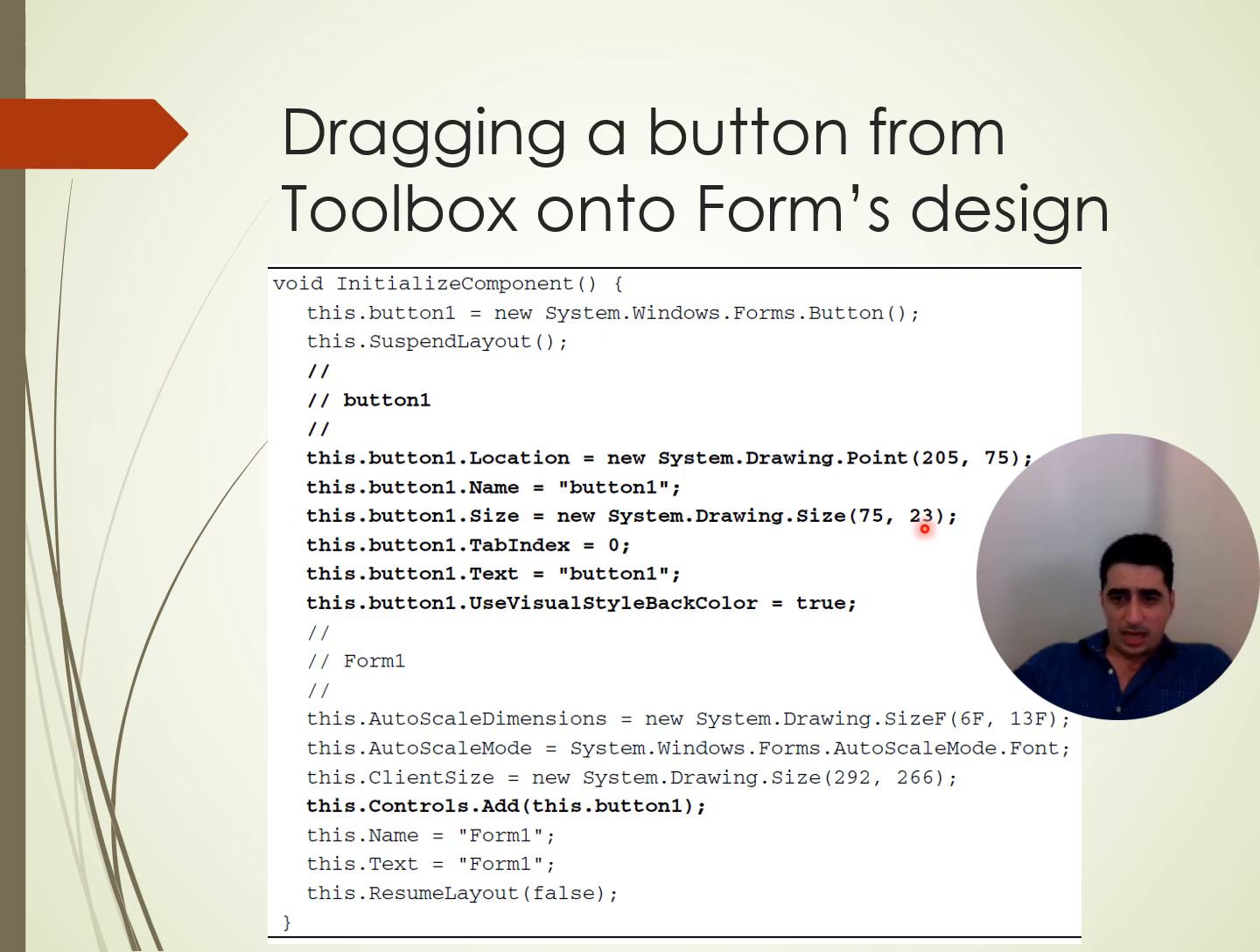And then it shows you the size, again the number of pixels horizontally and vertically, and then the name of the button, the text that labels the button, the tab index, which I'll explain later what it means, and a few other properties that can be set. Also, the act of dragging a button and dropping it on a form will make Visual Studio write down this line inside Form1, so that we can add the button to the controls collection of the form that you're designing.